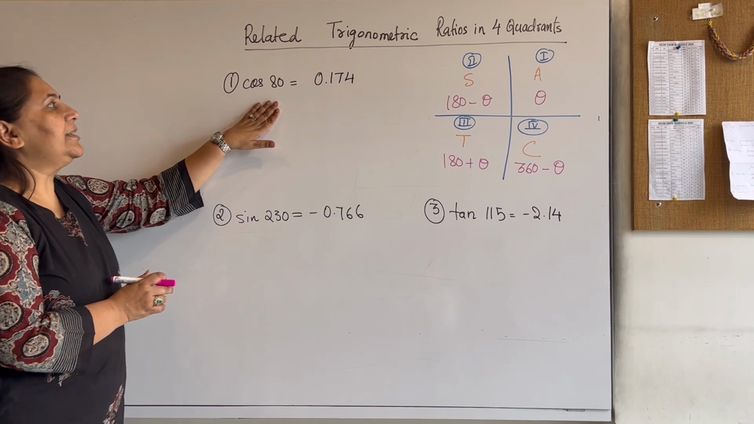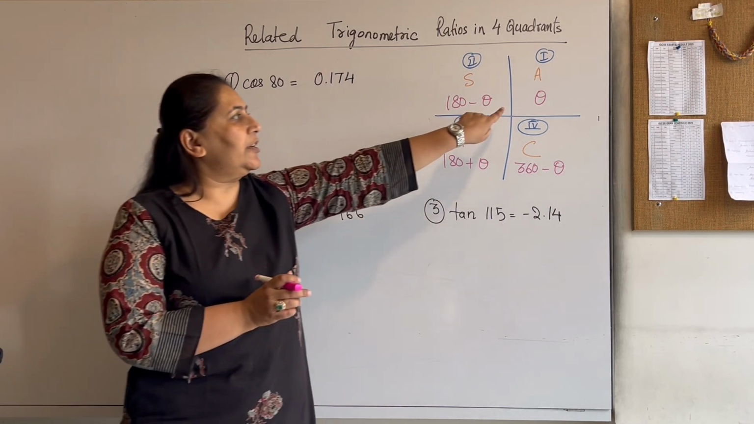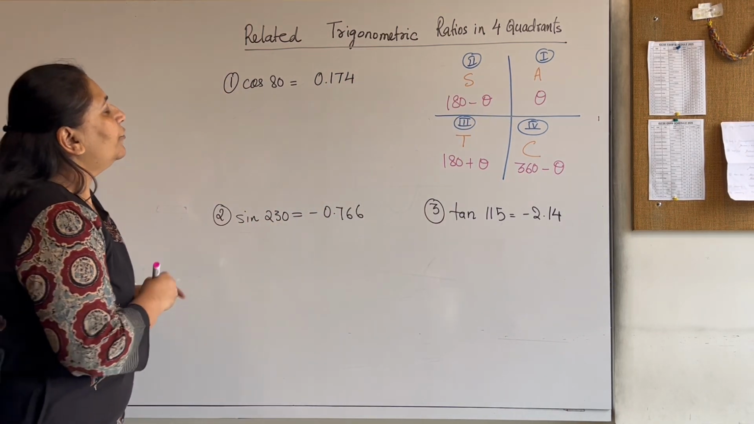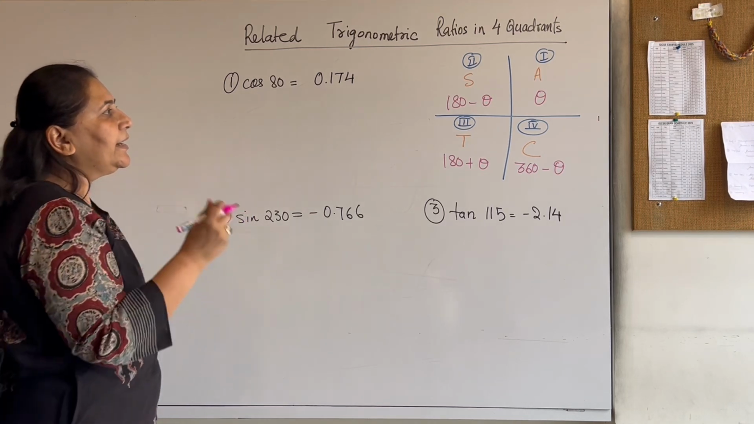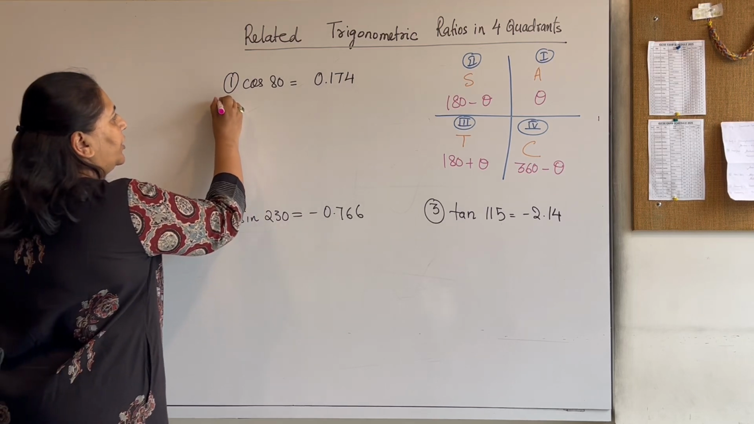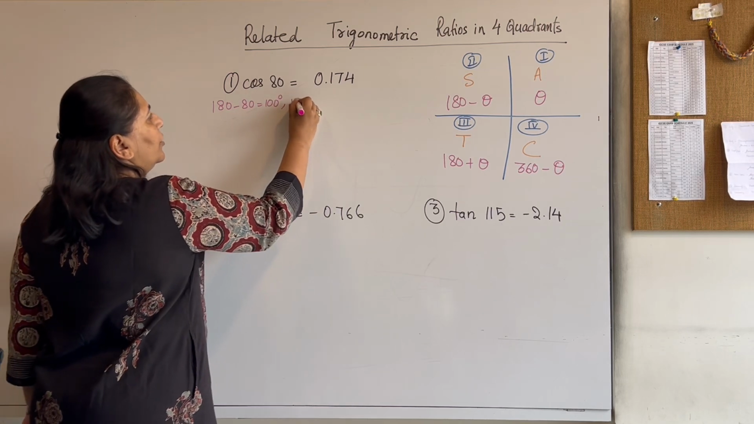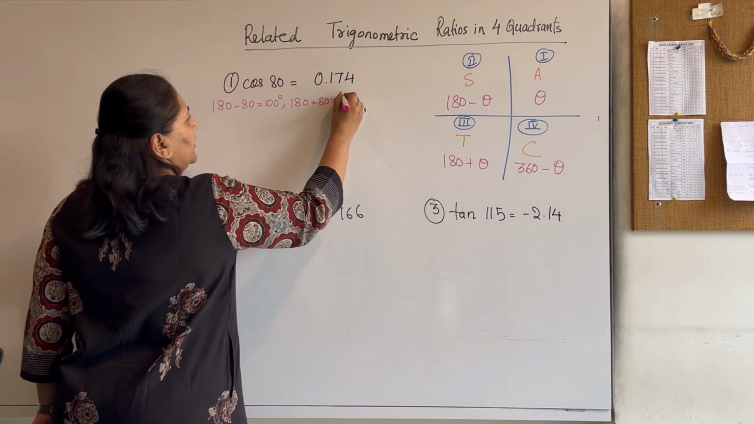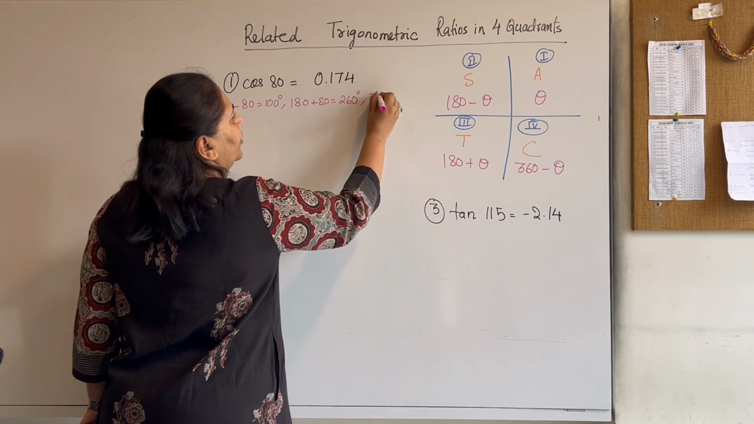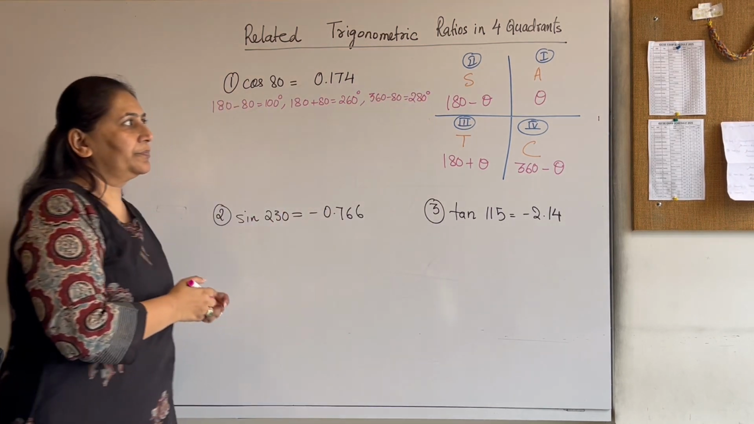Let's start with cos 80 equal to 0.174. 80 degrees is an angle in the first quadrant since it is an acute angle. So first we calculate what are the related angles in the remaining three quadrants. The related angle in the second quadrant will be 180 minus 80, 100 degrees. In the third quadrant, 180 plus 80, that is 260 degrees, and the related angle in the fourth quadrant will be 360 minus 80, that is 280 degrees.